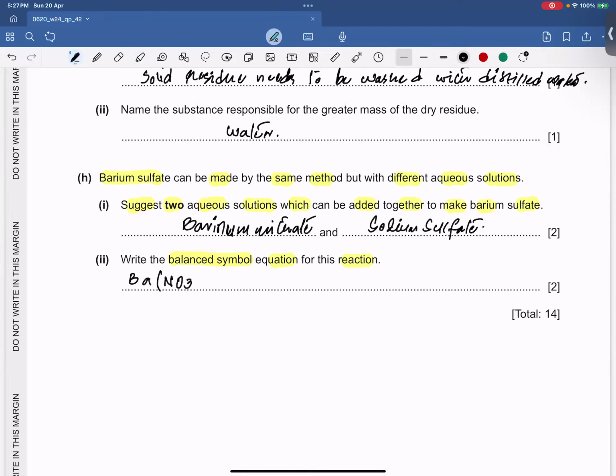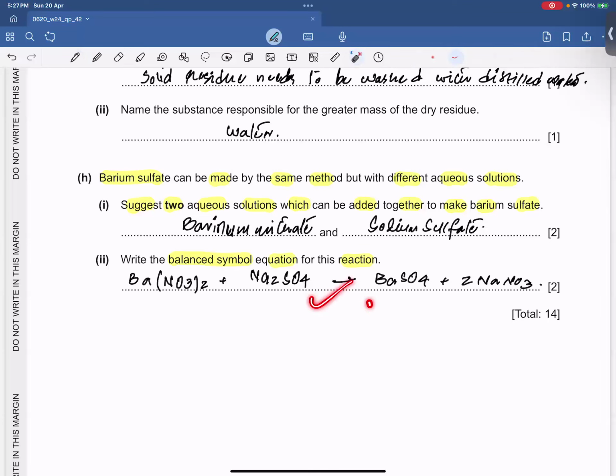That's barium nitrate reacting with sodium sulfate. Now barium and sulfate combine together to give barium sulfate. Sodium and nitrate combine together to give sodium nitrate.